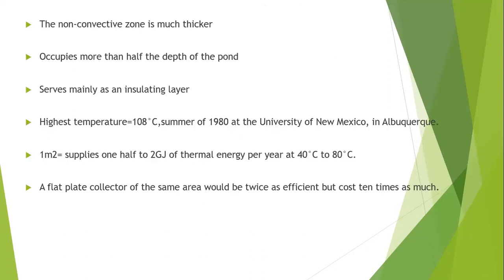This second layer, the non-convective zone, is much thicker. When compared to the others, it occupies more than half the depth of the pond. So half the pond is the non-convective zone, and of the remaining half, 1/4 is the upper zone and again 1/4 is the storage zone. Both concentration and temperature increase with depth in it. So it serves mainly as an insulating layer and reduces heat loss in the upward direction.